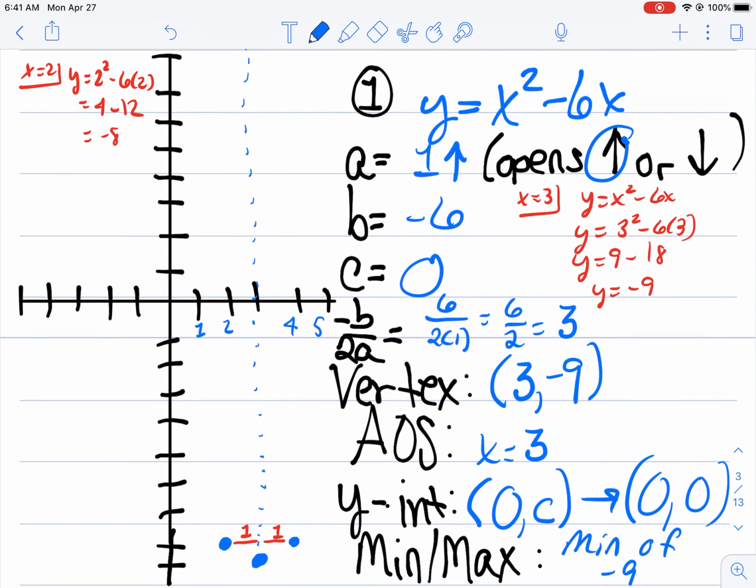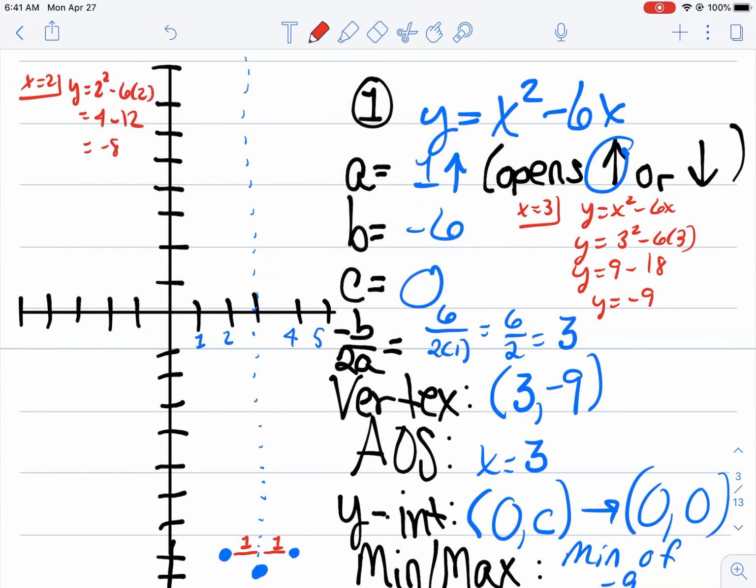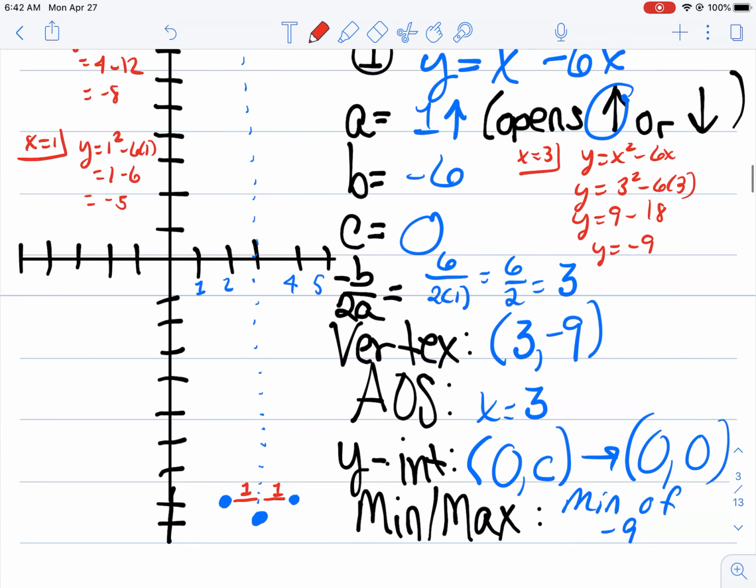All right. And then I'm going to do the same thing. I'm going to pick x equals 1, because I'm picking numbers that are easy to work with and are close. Another thing you can pick if you want to is the y-intercept, and sometimes we will be doing that. Okay, so you could just choose to reflect the y-intercept over the axis of symmetry if you wish. Okay, you can practice that some down the road as well. So I'm going to do y equals 1 squared minus 6 times 1. I get 1 minus 6, which is negative 5. So I'm going to plot at 1, negative 5, which is right here.